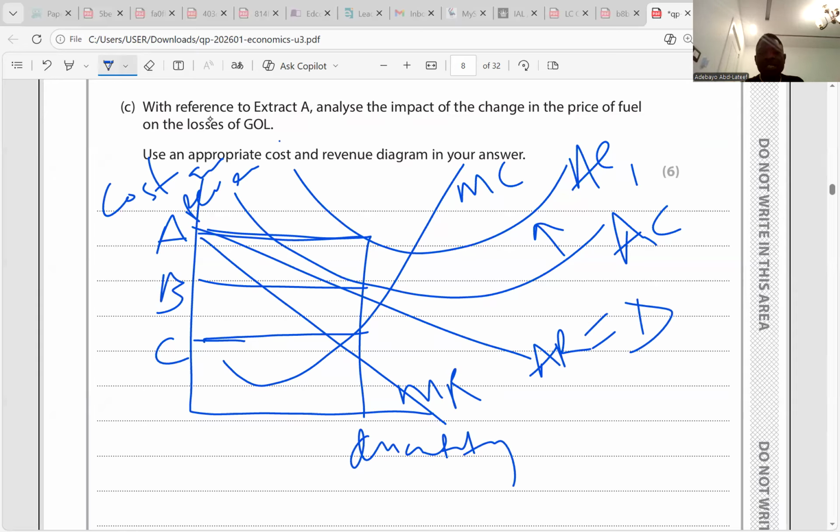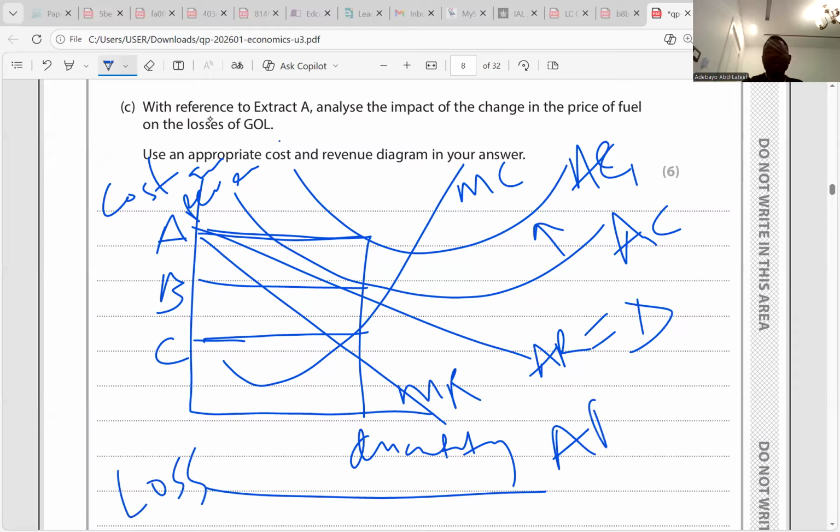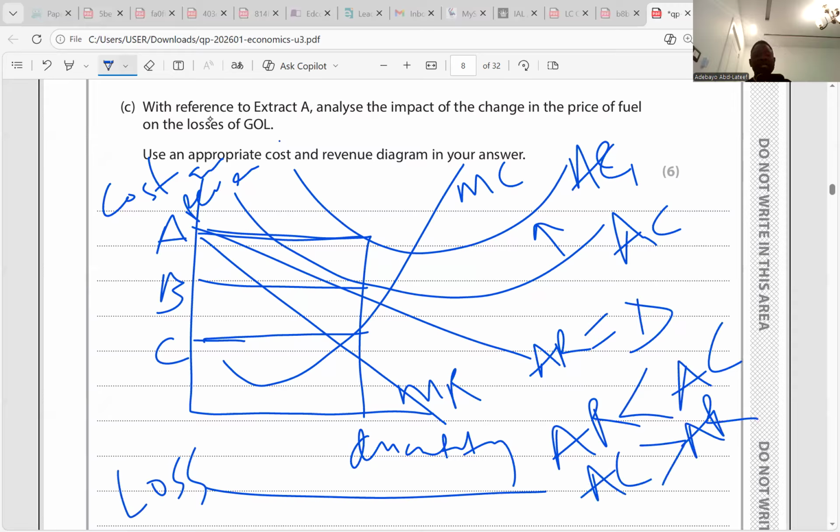The point we need to understand is that the AC is above AR. AR is the price we could sell at, but because of increasing cost, the cost is ahead of the AR. Based on this fact, it simply means loss. And loss is AR lower than AC, or AC greater than AR. So that is the point, and that is the situation about Gol. If that is clear. So that's the graphical representation of loss.